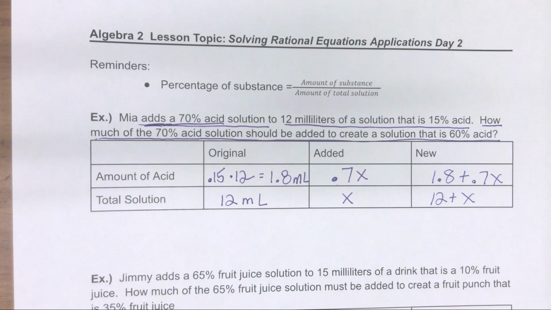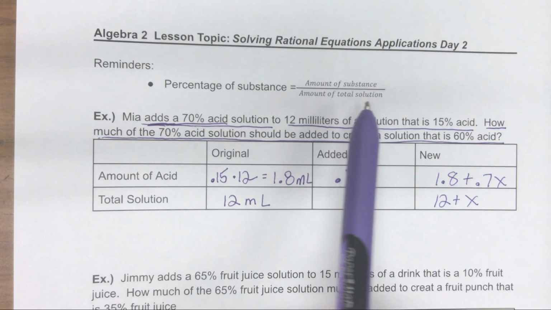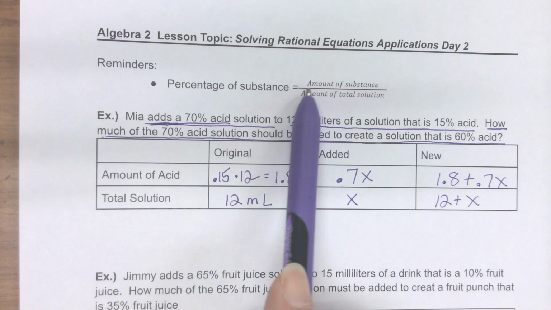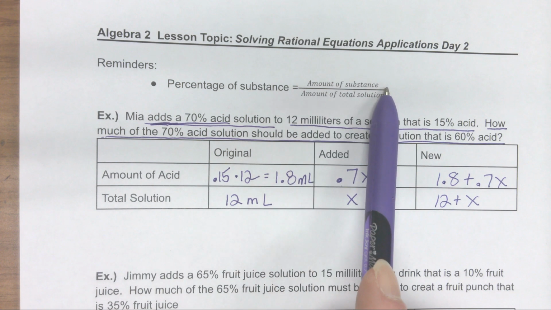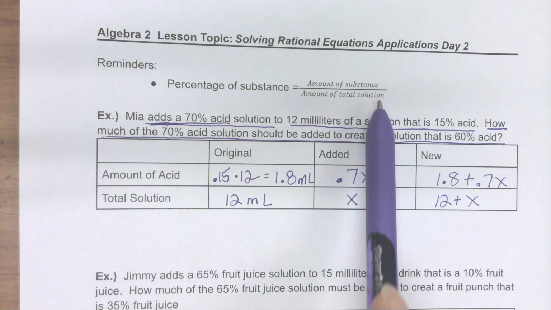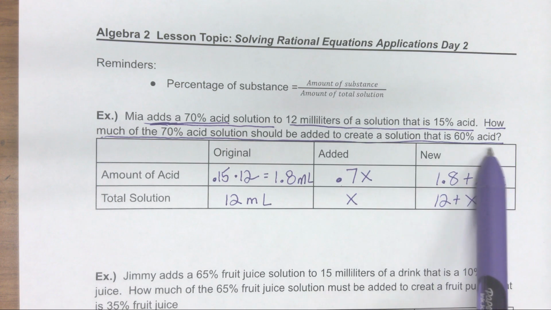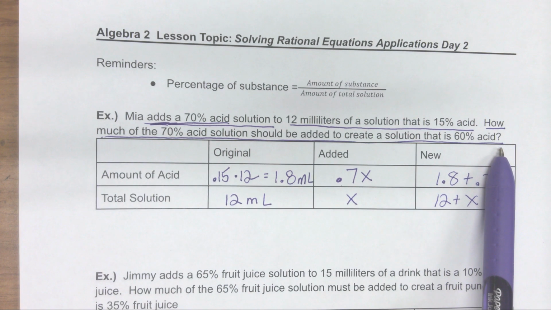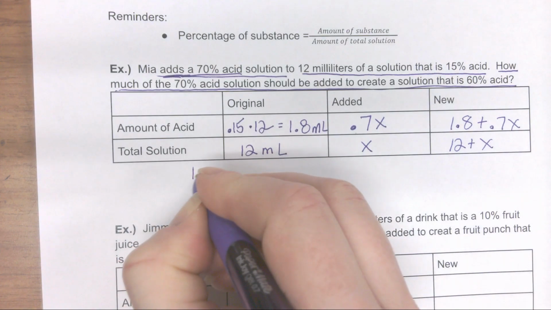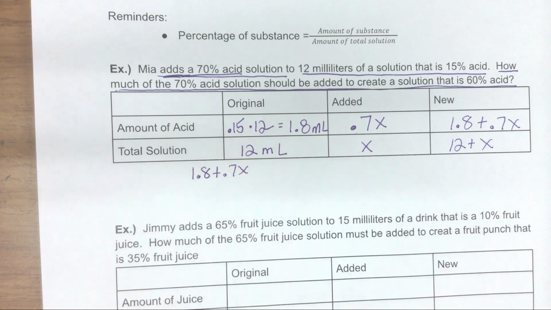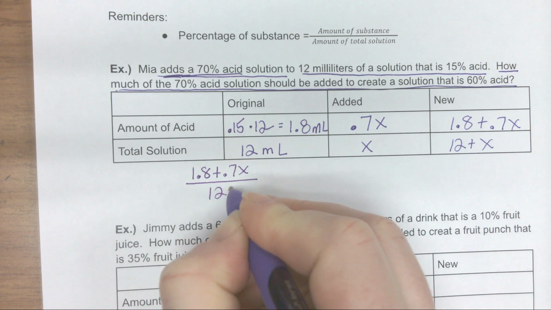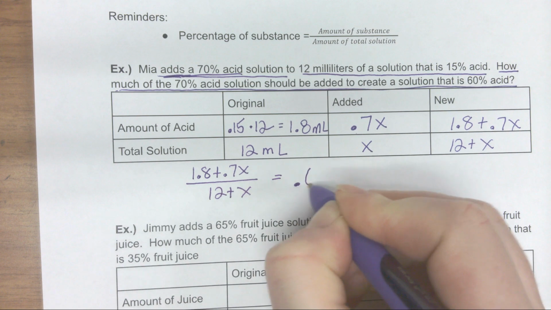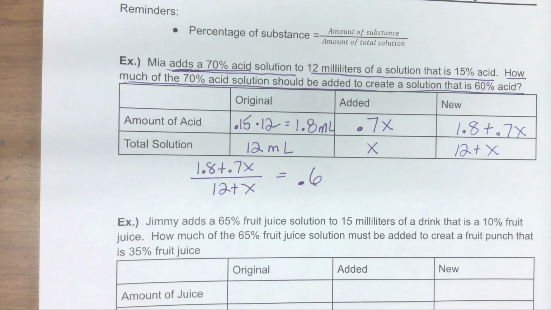Okay. Let's go back to my original setup. The new substance, I'm going to take my expression for the amount of the acid over the amount of the total, and I want my new mixture to be 60% acid, so I'm going to set it equal to 60%. So we have 1.8 plus 0.7x over 12 plus x, and that has to equal 0.6 or 60%. So the reason why I think these ones are a little bit easier is because the solving part is quite easy. There's only one fraction.